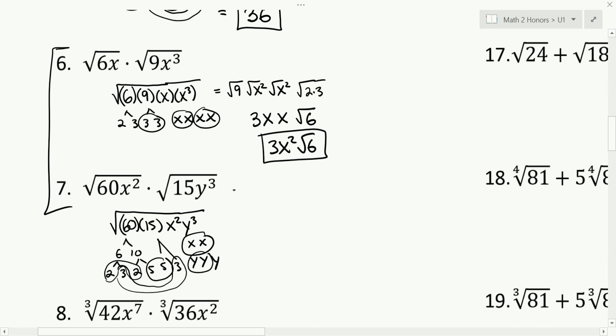So this product gets rewritten. I have 2 2's, so that's the square root of 4. 2 3's, that's the square root of 9. 2 5's, that's the square root of 25. 2 x's, 2 y's, all that was circled. And then the last thing that wasn't was just the square root of y.